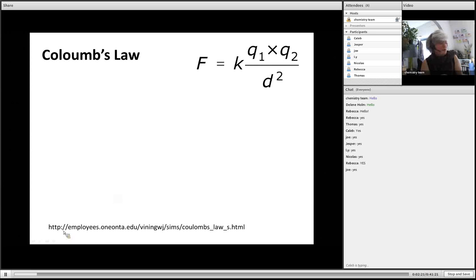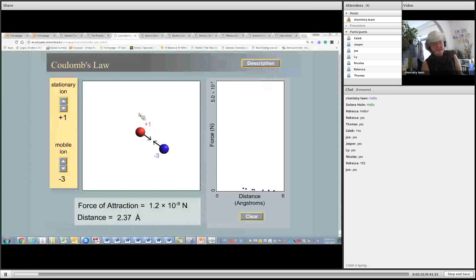So what I've got here, and you can just Google, say, Coulomb's law simulation, and you should be able to come up with this simulation, and I think it should be on PhET. Ha, you were just using it in physics. There's a lot of overlap between chemistry and physics, so it's great if you do both.